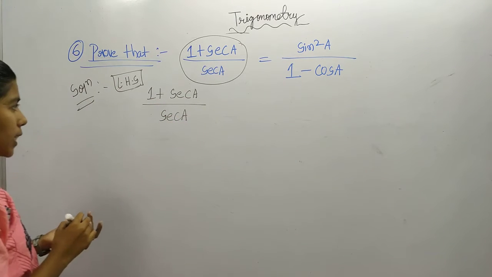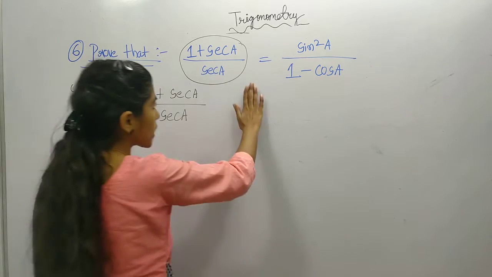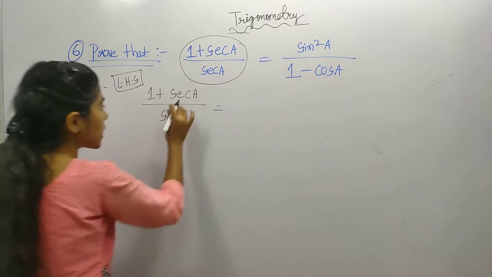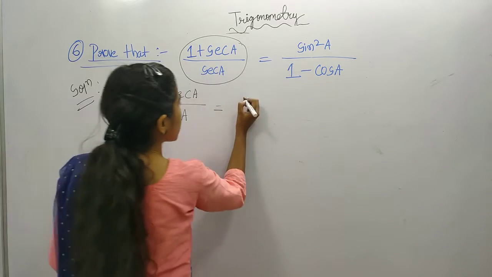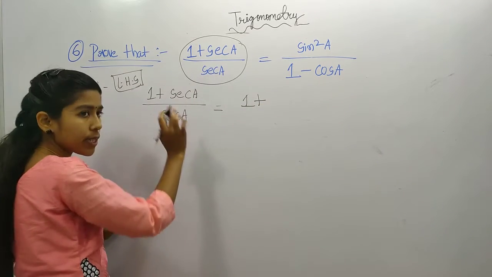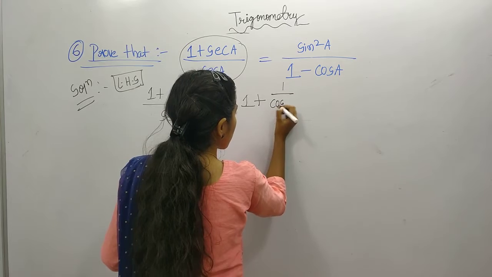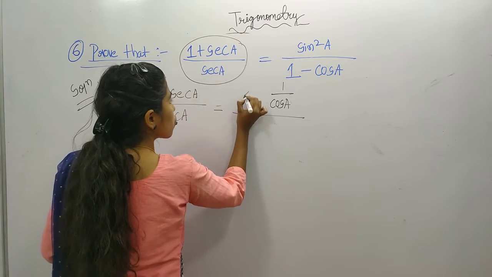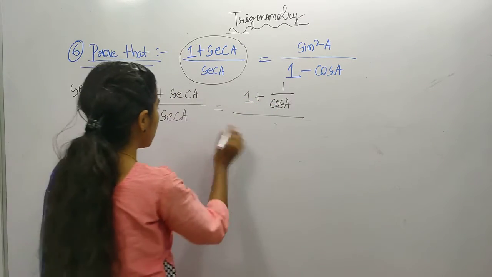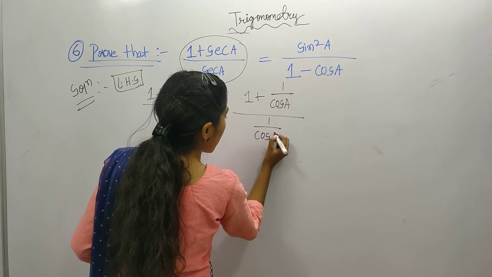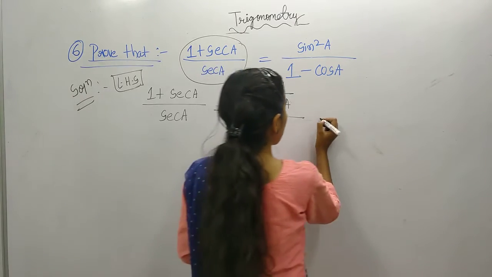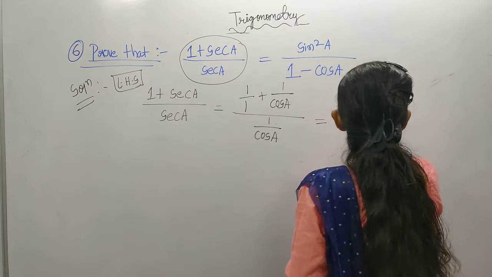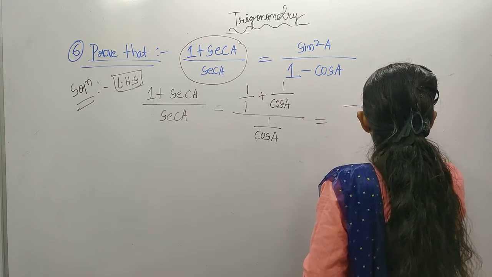Okay, here you see sec A is there. It is given to prove in sin A and cos A, so we will convert sec A into cos A. One formula is there: instead of sec A, what can we write? 1 by cos A, because in the previous class I told you the formula that sec A equals 1 by cos A. So instead of sec A we will write 1 by cos A. Again, here you see nothing is there, it means 1 into cos A. LCM will be cos A.